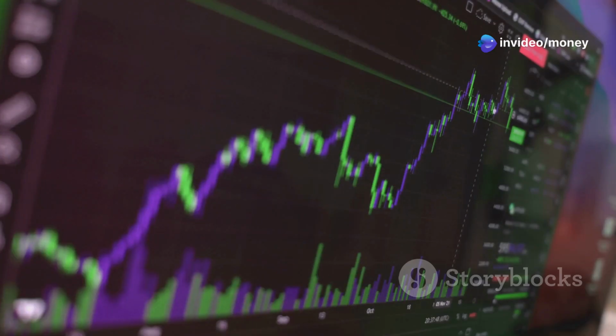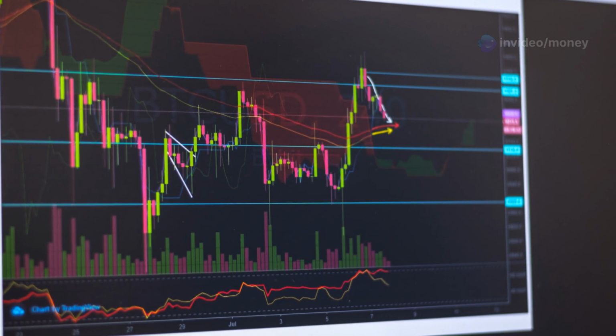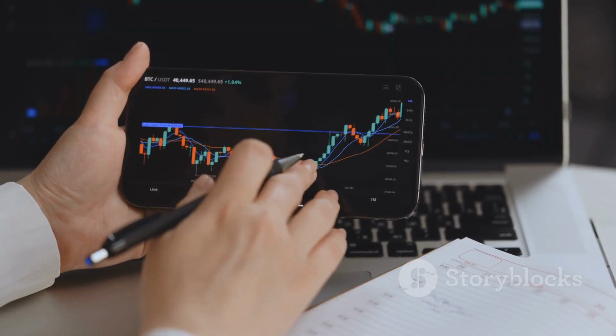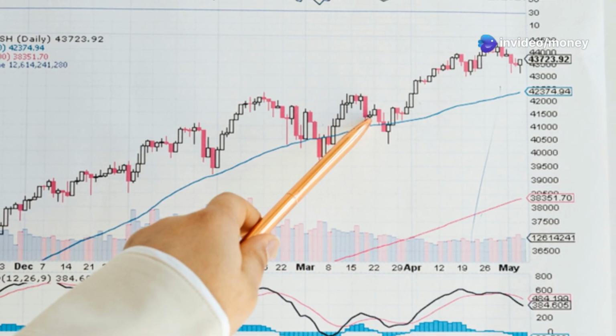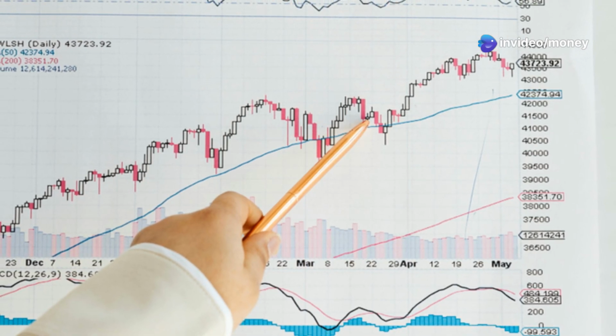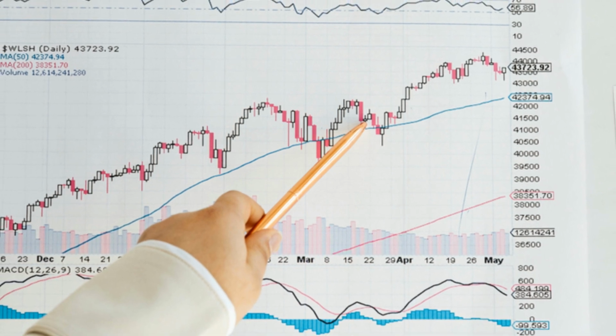The Ichimoku cloud consists of 5 lines: the Tenkan-sen, Kijun-sen, Senku-span A, Senku-span B, and the Chiku-span. Don't worry too much about memorizing the Japanese names for now. Just know that each line represents a different time period and calculation, providing insights into the market's trend, momentum, support and resistance levels, and potential future price action.